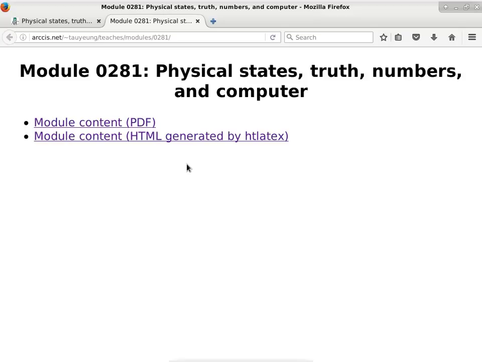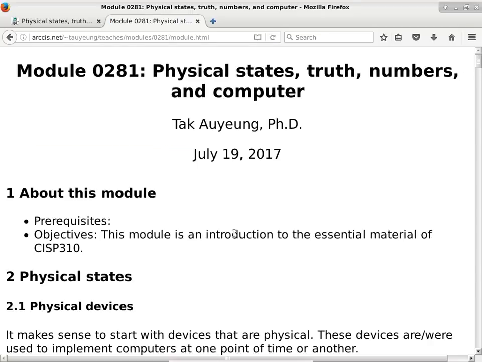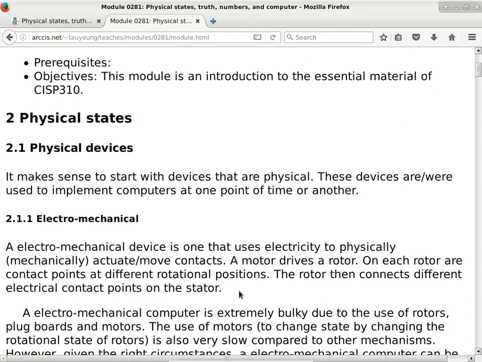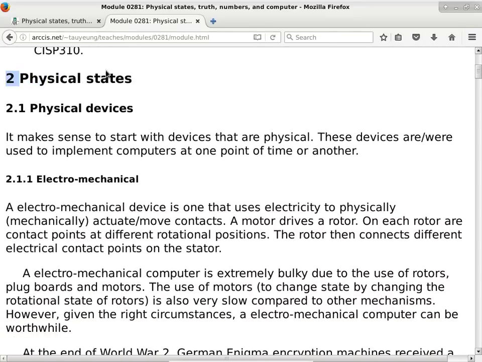Okay, so as I said a little bit earlier, all the material in this class is distributed in this particular form. There's a PDF and there's an HTML document. So this slide or this module, okay, a document is called a module, talks about physical states, truth, numbers, and computers in general. And this is one of very few classes where we actually care about the physical state of a computer. Why do you think it is important to understand the physical implementation of computers?